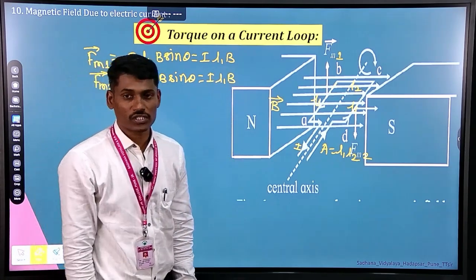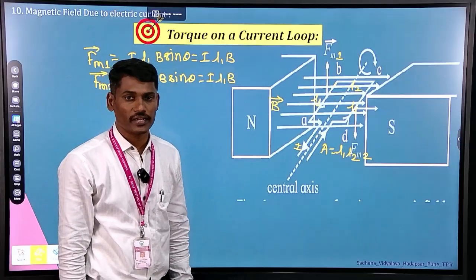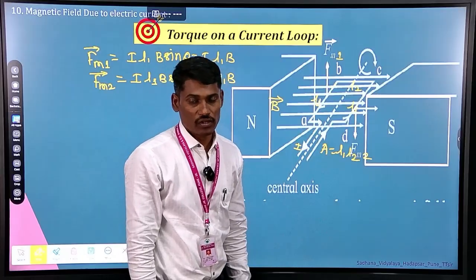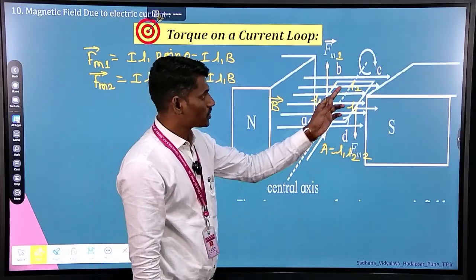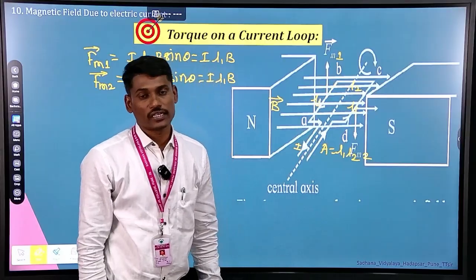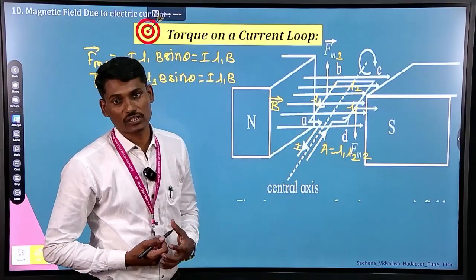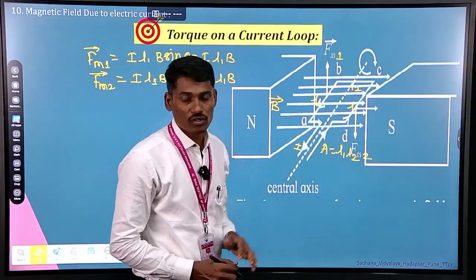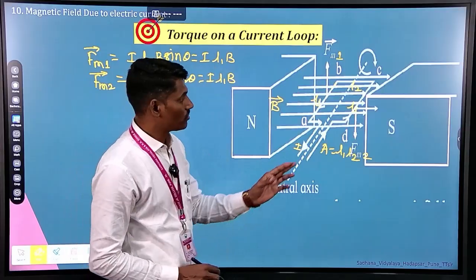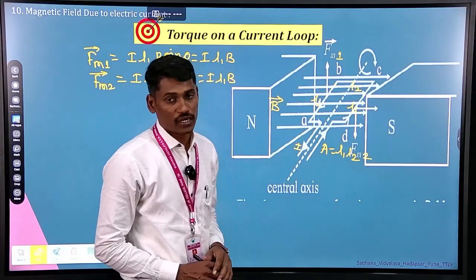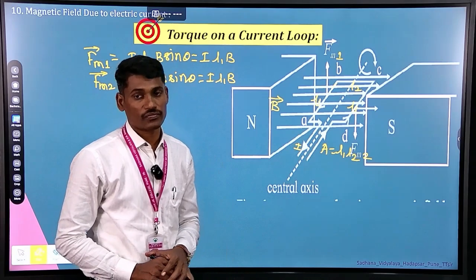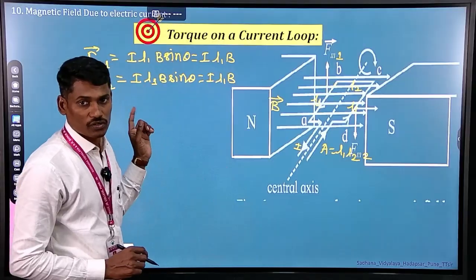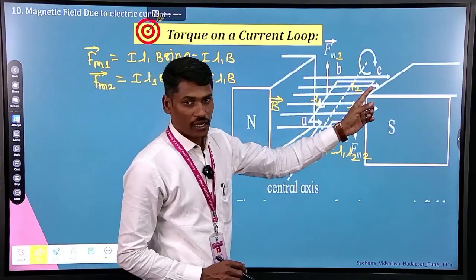Now, next, how much is the force acting on the side BC and AD? Here BC and AD are along the direction of field, and we know that if a conductor is along the direction of field, then the magnetic force acting on that wire is 0. But after a certain deflection of this loop, the minimum force is acting on the side BC and AD, but their directions are opposite. Therefore, these two forces cancel out, right. So, here we consider only the two forces acting on the sides AB and CD.